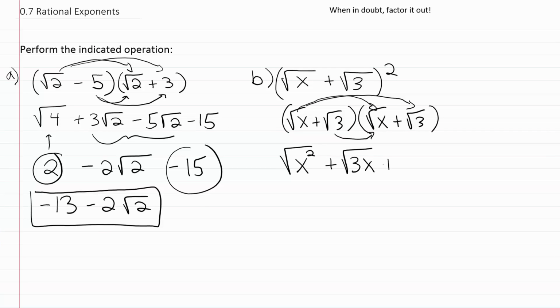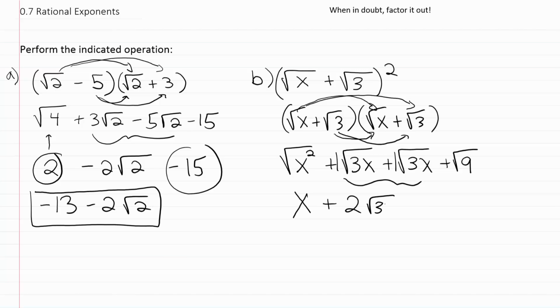It'll be plus the square root of 3x, and then lastly, it'll be the square root of 3 times the square root of 3. So in other words, plus the square root of 9. Now from there, of course, the square root of x squared is just x, right? And then we can combine these together because they're the same. They have coefficients of 1 in front, so we'll just add those together to get 2 square roots of 3x. And then finally, we have the square root of 9, which of course will end up giving you 3. And that's your answer.